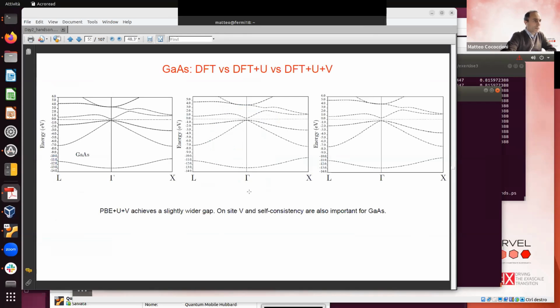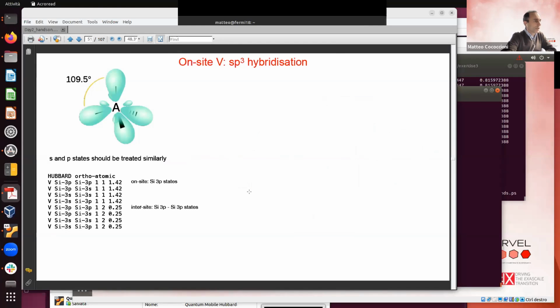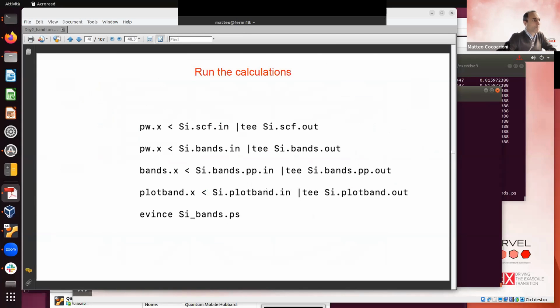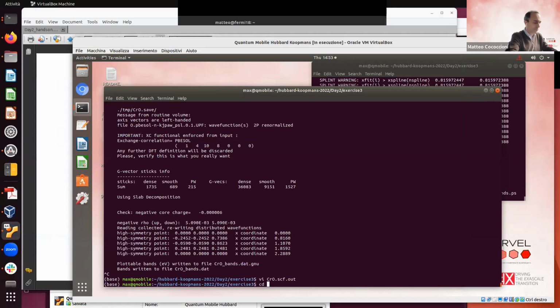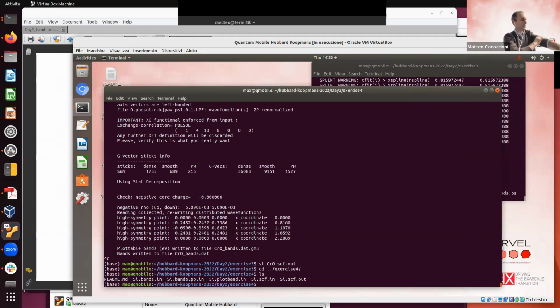So you can run this as an exercise and see what happens again compared to the band structure that you get from plain DFT calculations. Okay, so let's see this in practice. Are we in the exercise? Okay, so yes, we are in the right place.